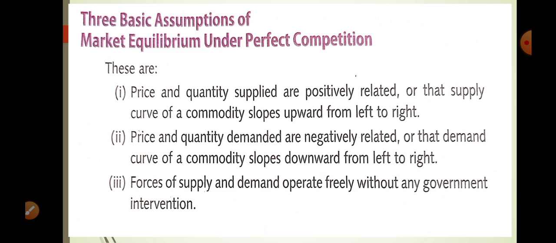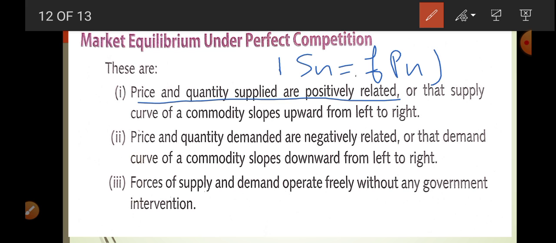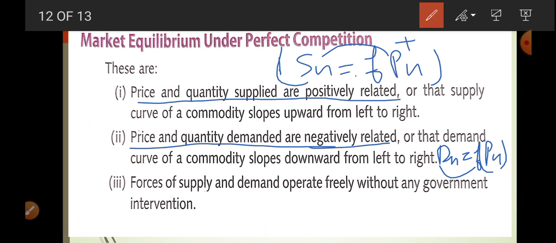Okay students? Okay, now the 3 basic assumptions of market equilibrium. Under perfect competition, first we consider that price and quantity supplied are positively related, that is, supply of X is a function of price of X, and there we find positive relation. Okay, and price and quantity demanded are negatively related, that is, demand of X is a function of Px and both are related negatively. Forces of supply and demand operate freely, that is, there is no government intervention.